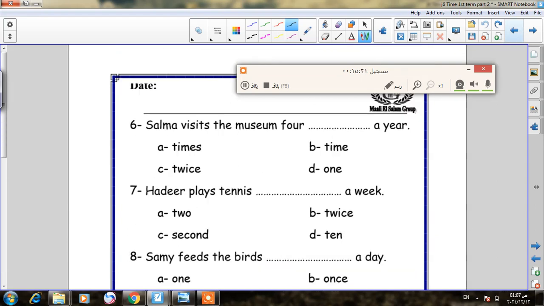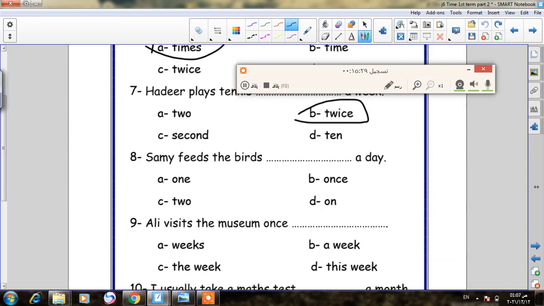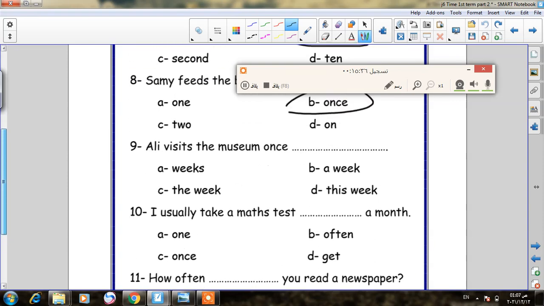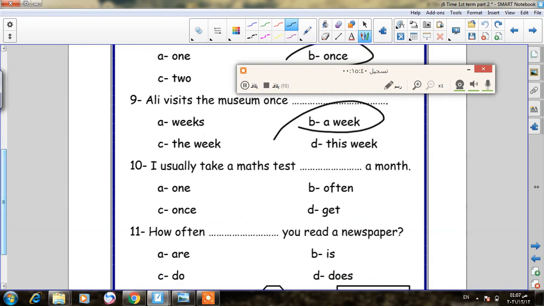Selma visits the museum 4 dots a year, 4 times. Hadir plays tennis dots a week, twice. Sami feeds the birds once a day. Ali visits the museum once a week. I usually take a math test once a month. How often do you read a newspaper? Actually, I said the answer.